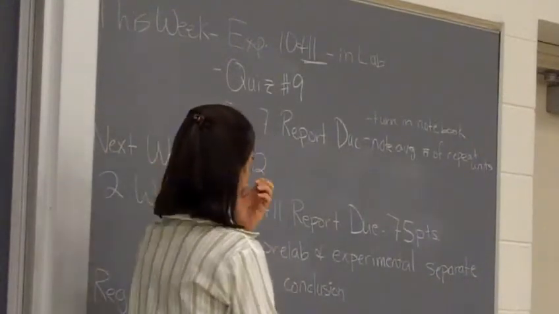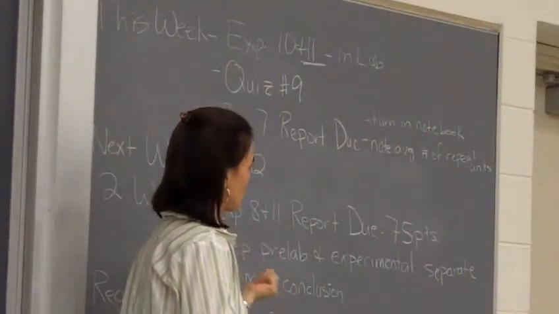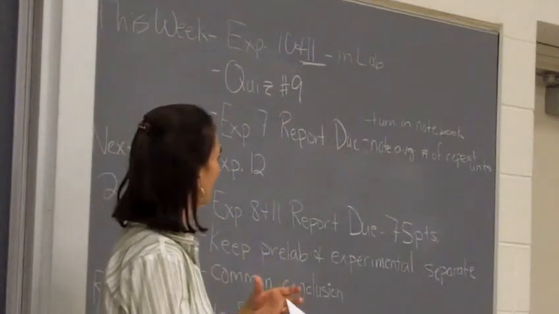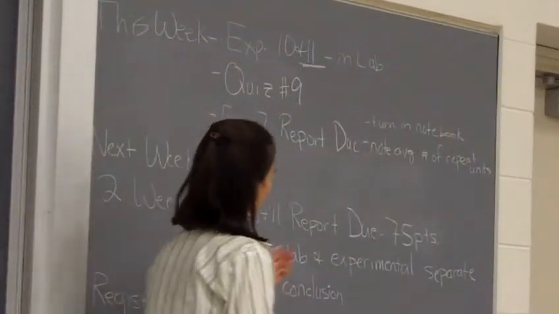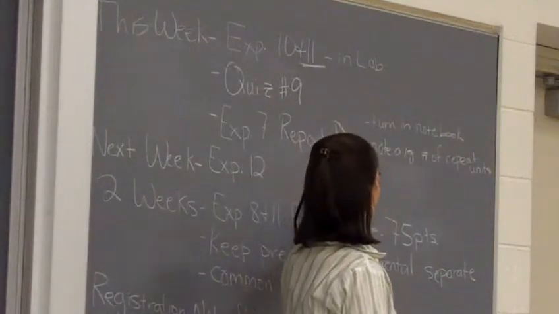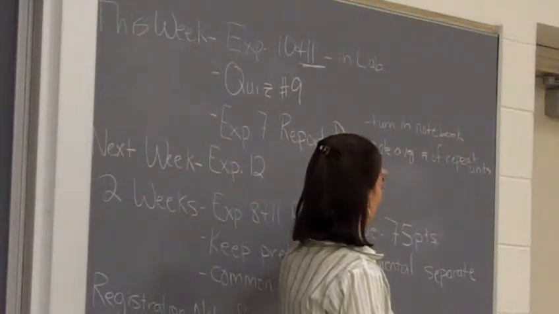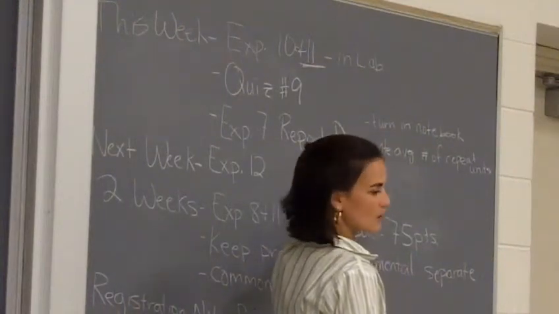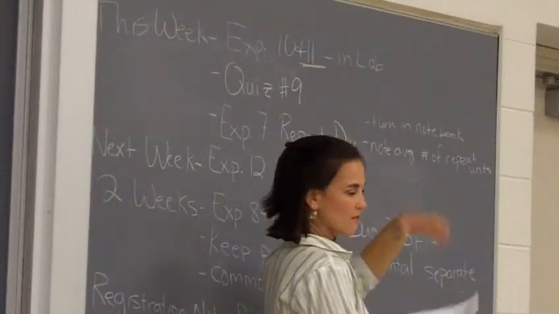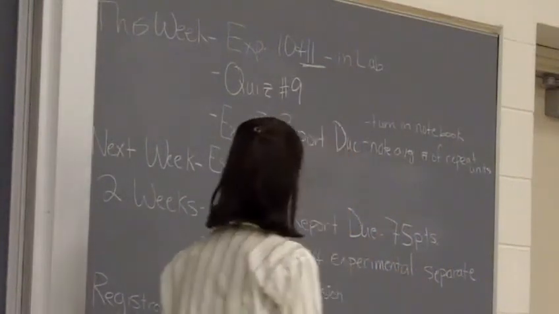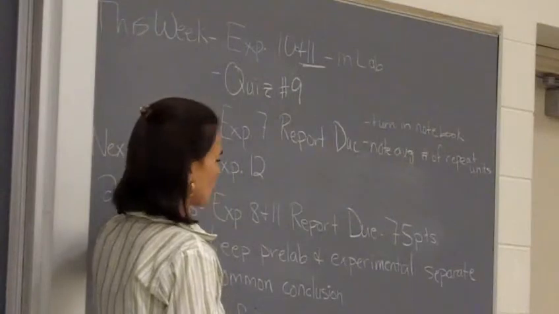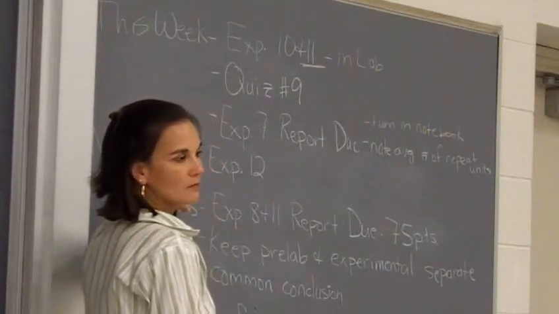Your experiment 7 report is due. You're going to turn this in your notebook, like experiment 3 and experiment 1. There are multiple things in your lab manual to keep in mind for the report, but one thing to keep in mind is to note the average number of repeat units of your polymer that you're analyzing from the GPC data that you got. Next week we'll be doing experiment 12 on the syllabus.